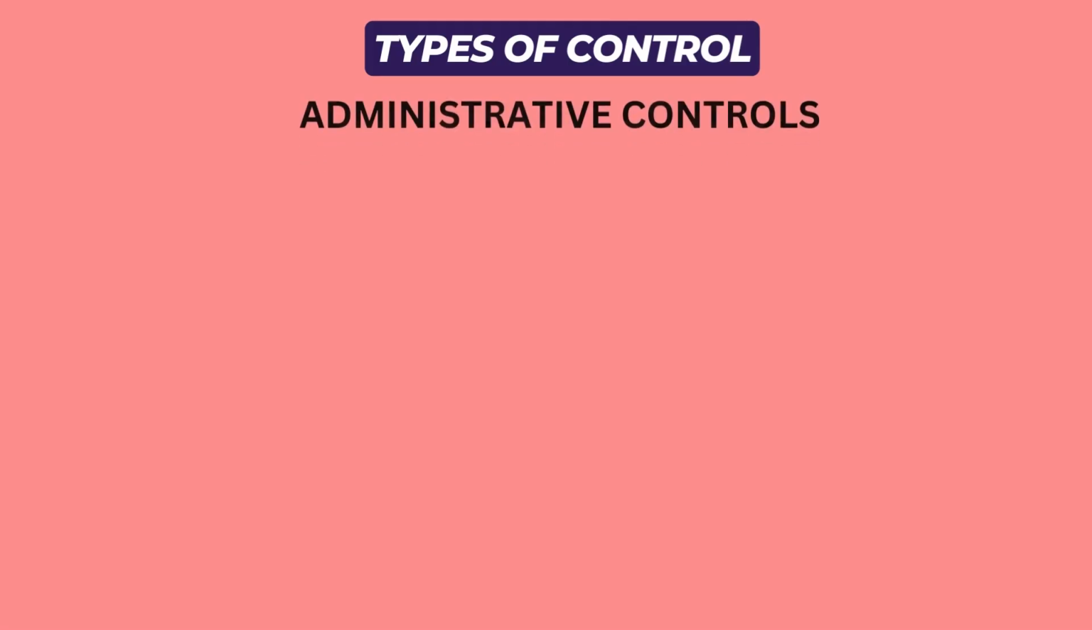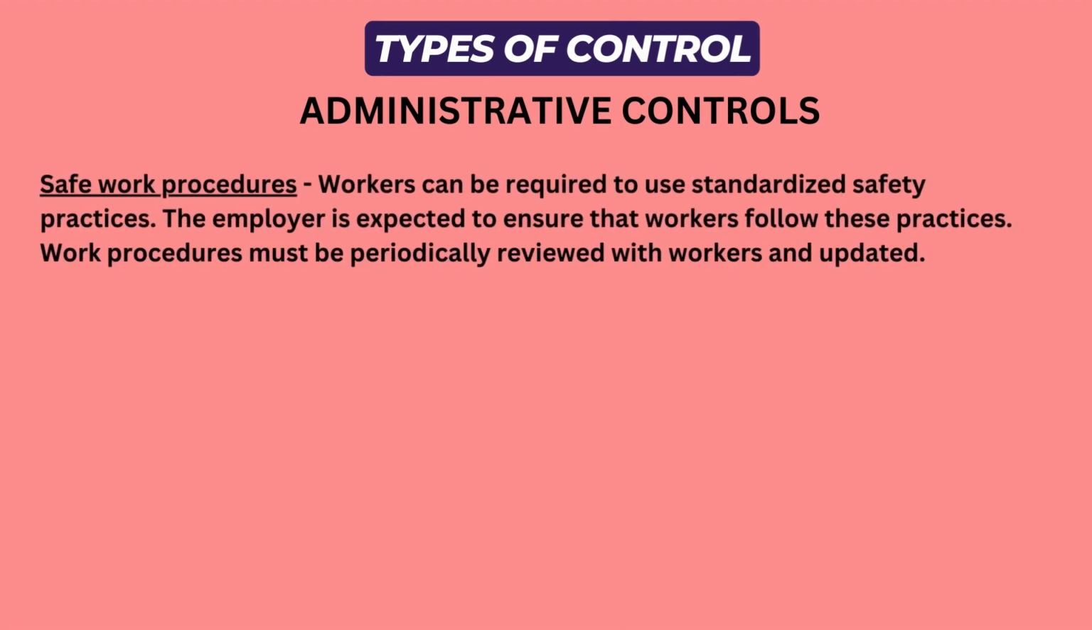Then, what are administrative controls? Administrative controls involve safe work procedure. Workers can be required to use standardized safety practices. The employer is expected to ensure that workers follow these practices. Work procedures must be periodically reviewed with workers and updated.